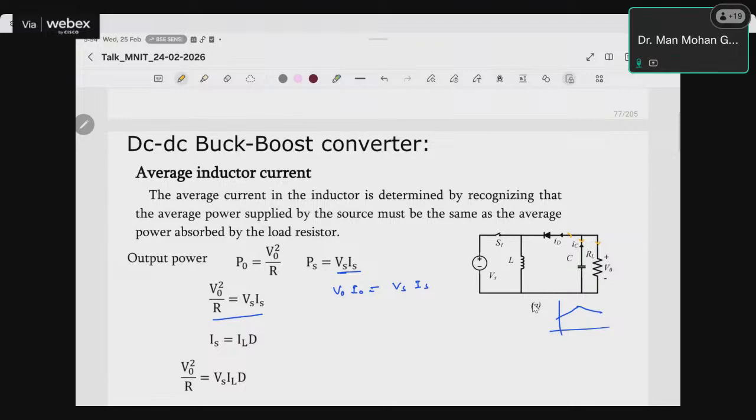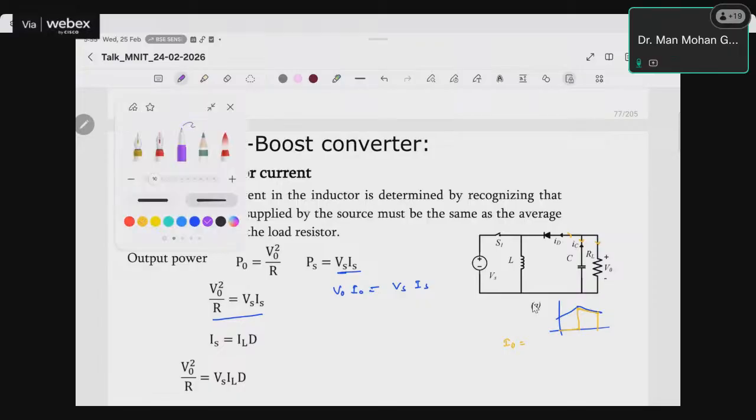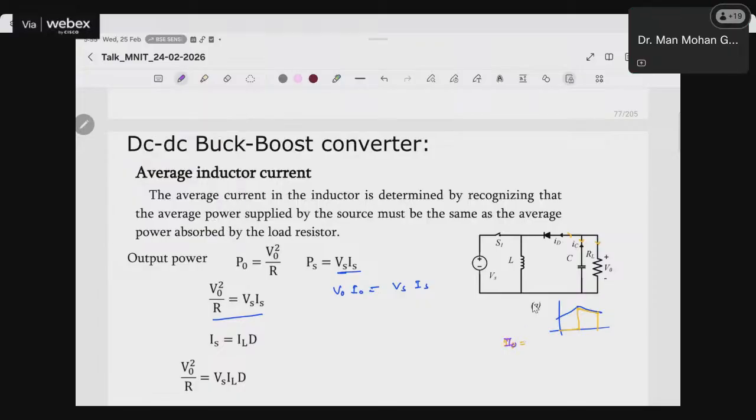So if I plot the diode waveform, the diode waveform is available only when the switch is off. During this period only, this is the diode current. It means I output will be equal to (1 minus D) times IL.